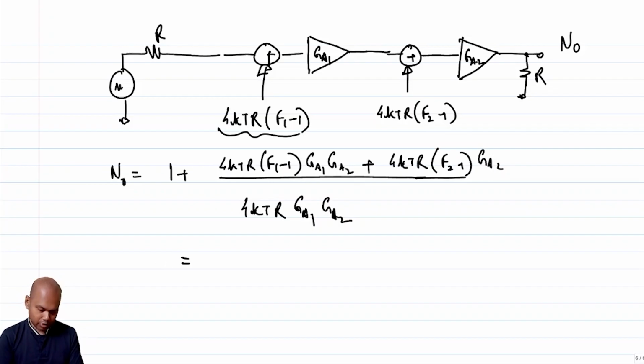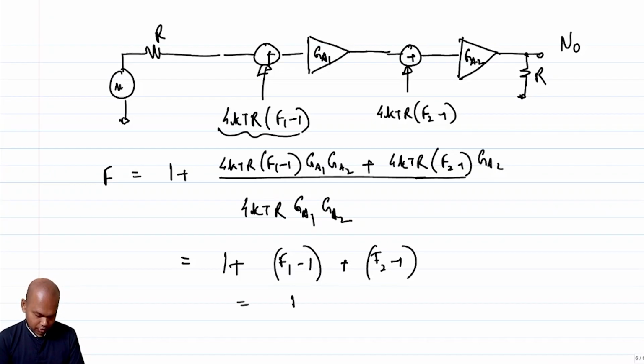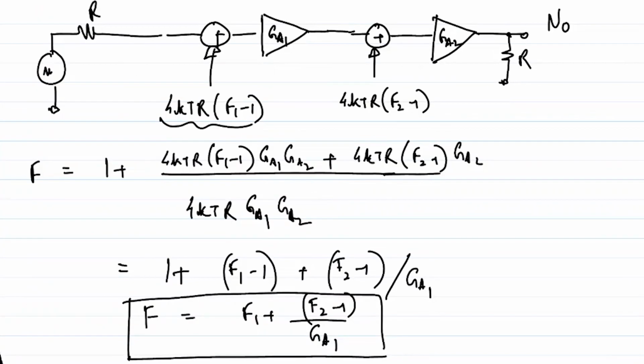So essentially, this is not an output now, this is a noise figure. The noise figure of the entire chain becomes 1 plus (F1 minus 1) plus (F2 minus 1)/GA1. So this is F1 plus (F2 minus 1)/GA1. This becomes your noise figure of the cascaded system, right?